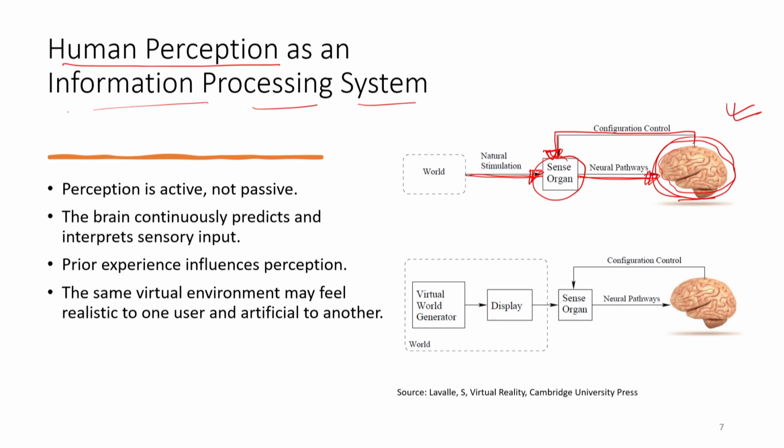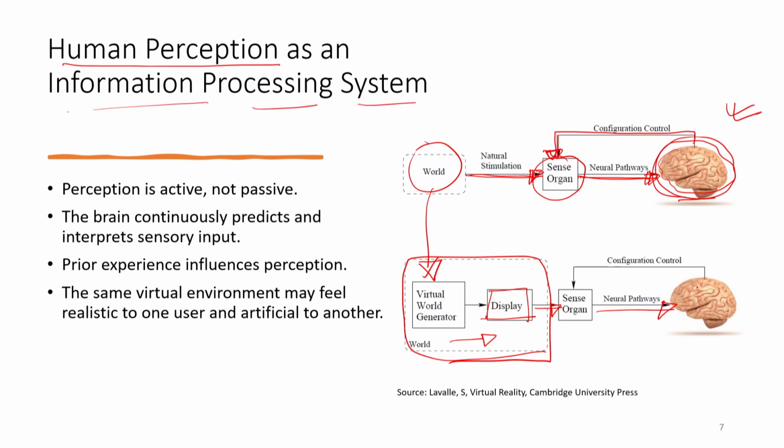Now, when we replace the real world by a virtual world generator, this virtual world generator is then shown on a display, and that constitutes our new world. What we see on the display is part of this new world, and this display is then sent to the sense organ. Again, that gets processed through the neural pathways, and the brain exerts some configuration control based on how it interprets the signals that are coming from the display.